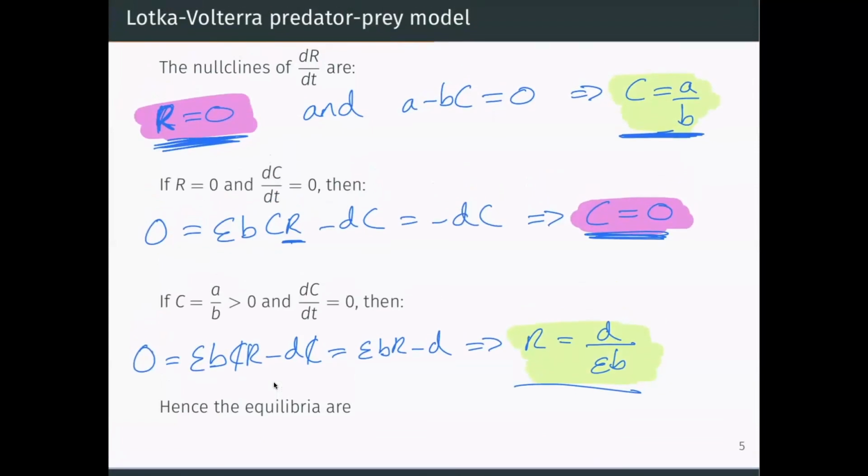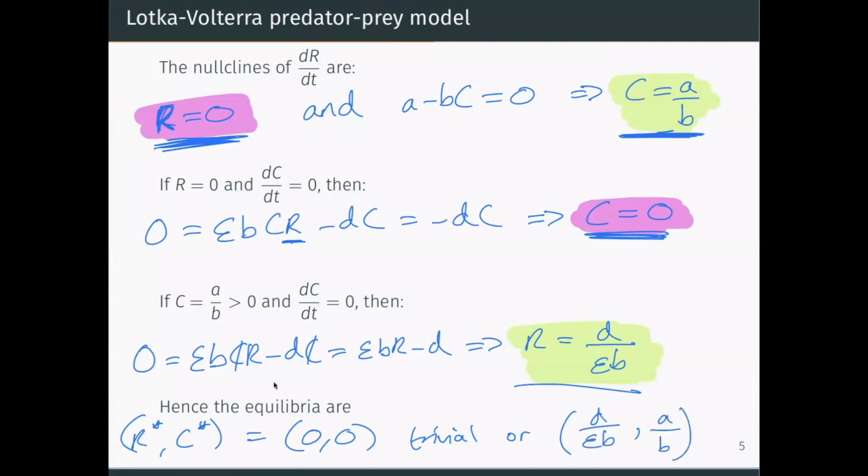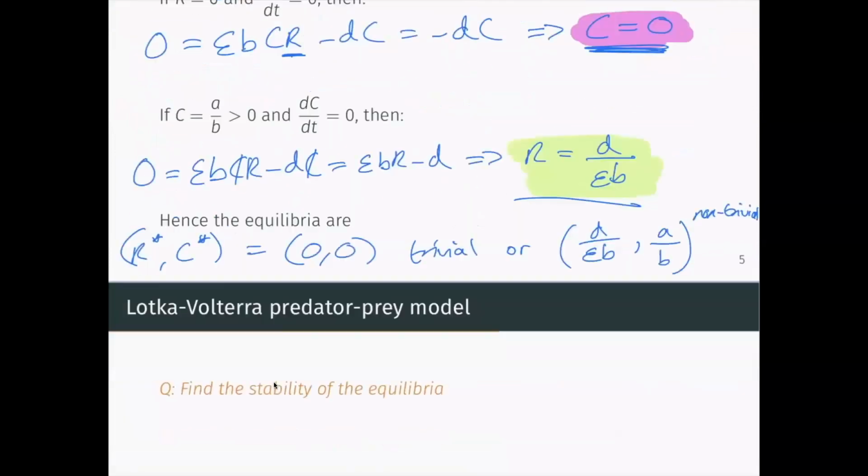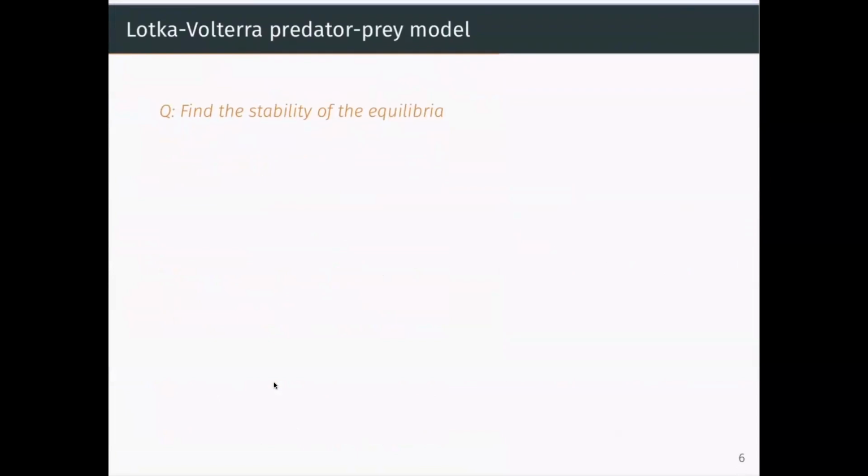So our equilibria are R star, C star is equal to 0, 0, which is our trivial equilibrium, or d over epsilon B and A over B. This is our non-trivial or coexistence equilibrium. Okay, so we have two equilibria now. Now we can think about what are the stabilities of those equilibria.